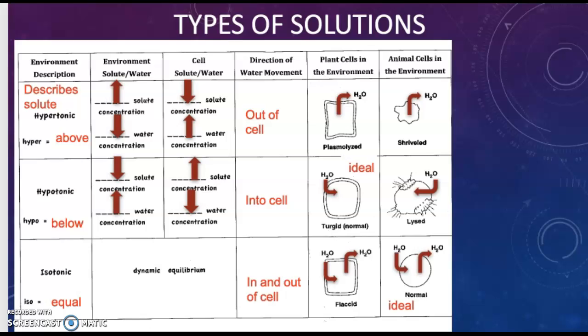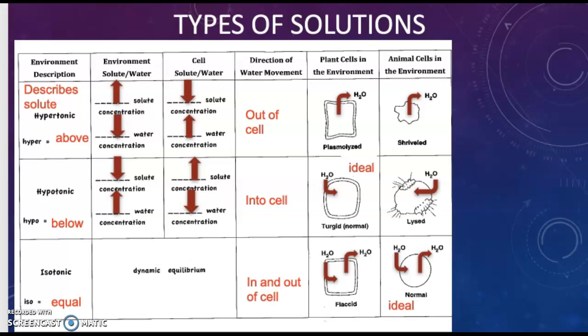The second type of solution is called hypotonic. I apologize, the names are very similar. Please make sure you keep them straight. Hypo means below, like hypothermia. You can also go into hyperthermia, where your temperature gets too high, but hypothermia is when you get too cold.